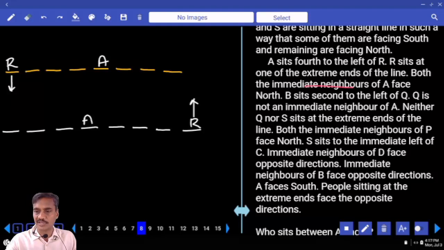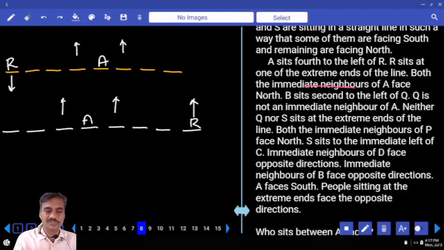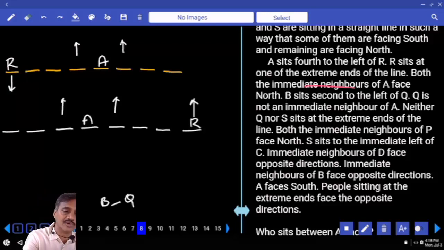And both the immediate neighbors of A face north. Now here again, immediate neighbors of A are facing towards the north direction. And B sits second to the left of C. Where is this B? B is seated second to the left of C. Q is not an immediate neighbor of C. Now Q is not an immediate neighbor of A.